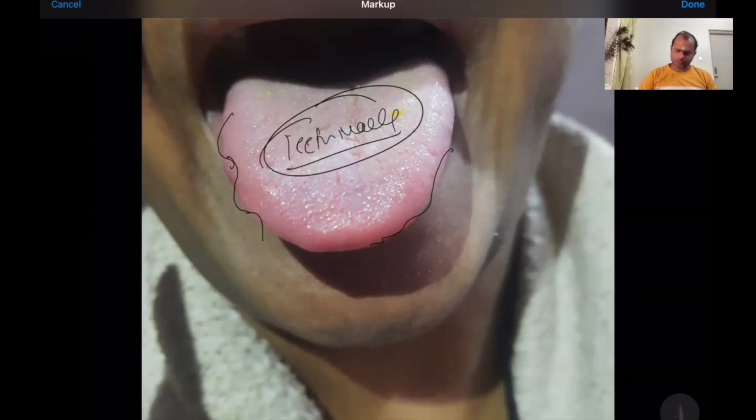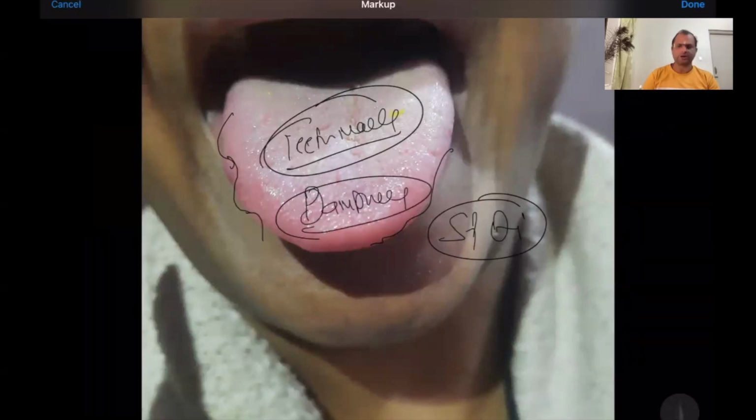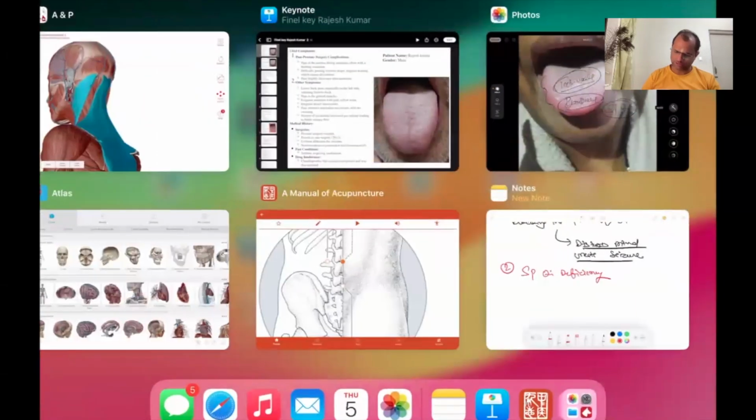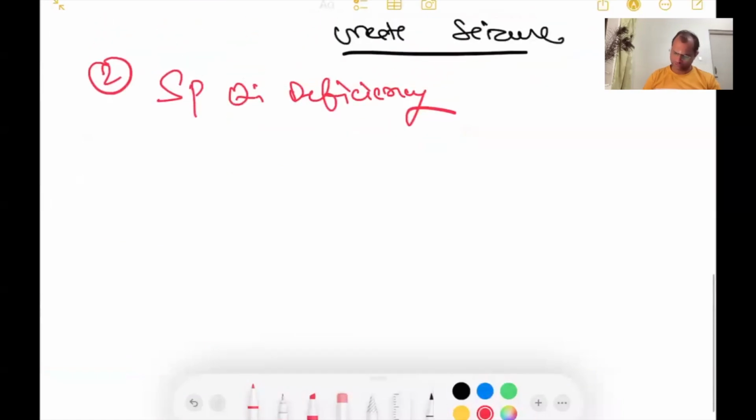So teeth marks are the sign of spleen chi deficiency, and only when the spleen chi is deficient is there a formation of dampness. तभी dampness का निर्माण होता है. तो एक दूसरी चीज हो सकती है कि इनको स्प्लीन ची की डेफिशिएंसी भी है. So this is the second thing, spleen chi deficiency.